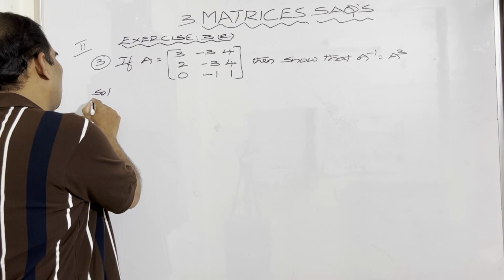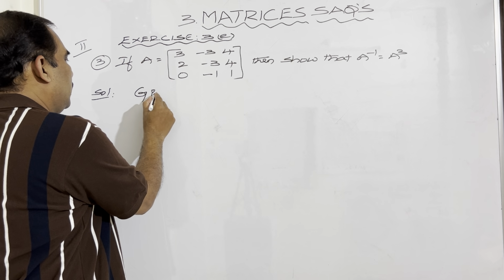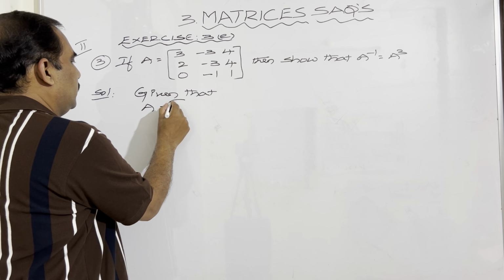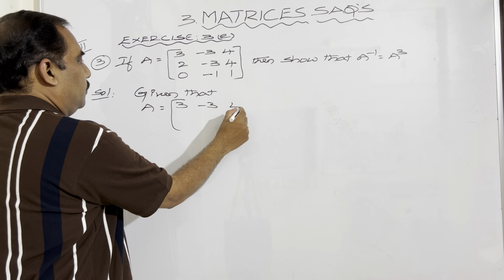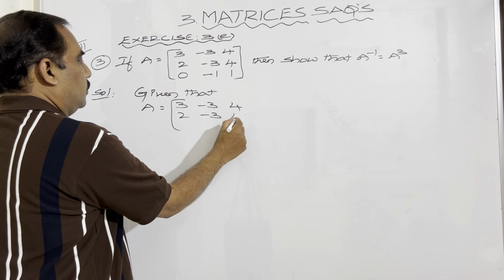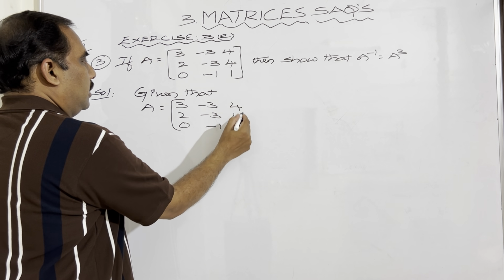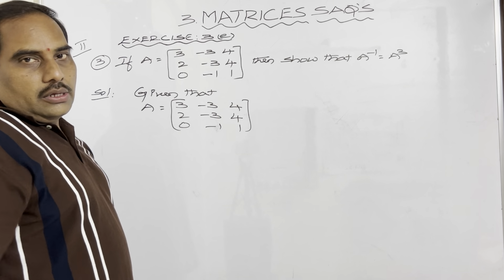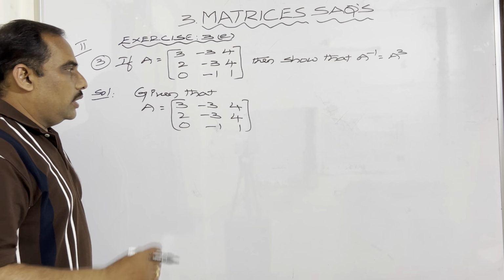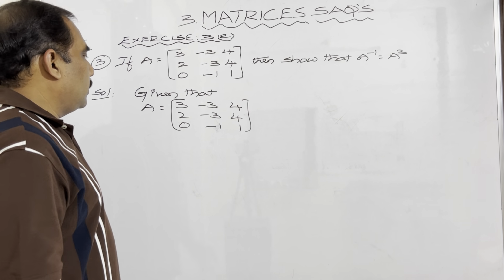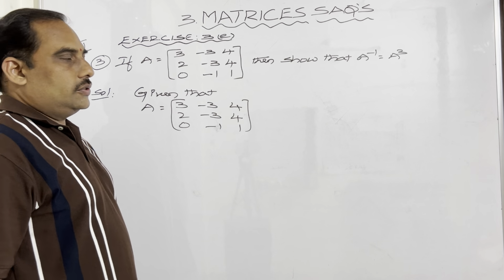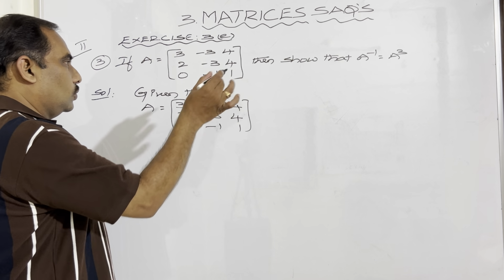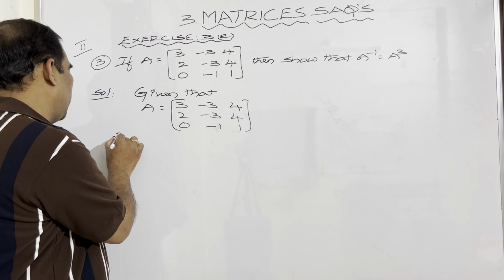From the given matrix A, finding A inverse and finding A cube is one method. Given that capital A is equal to [3, -3, 4; 2, -3, 4; 0, -1, 1]. Now here I am telling the alternate method. To show the required thing, what I am doing is finding A square.